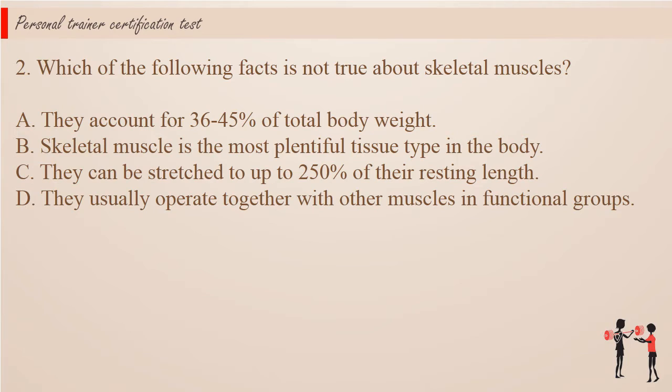Question 2. Which of the following facts is not true about skeletal muscles? A. They account for 36 to 45% of total body weight. B. Skeletal muscle is the most plentiful tissue type in the body. C. They can be stretched to up to 250% of their resting length. D. They usually operate together with other muscles in functional groups.